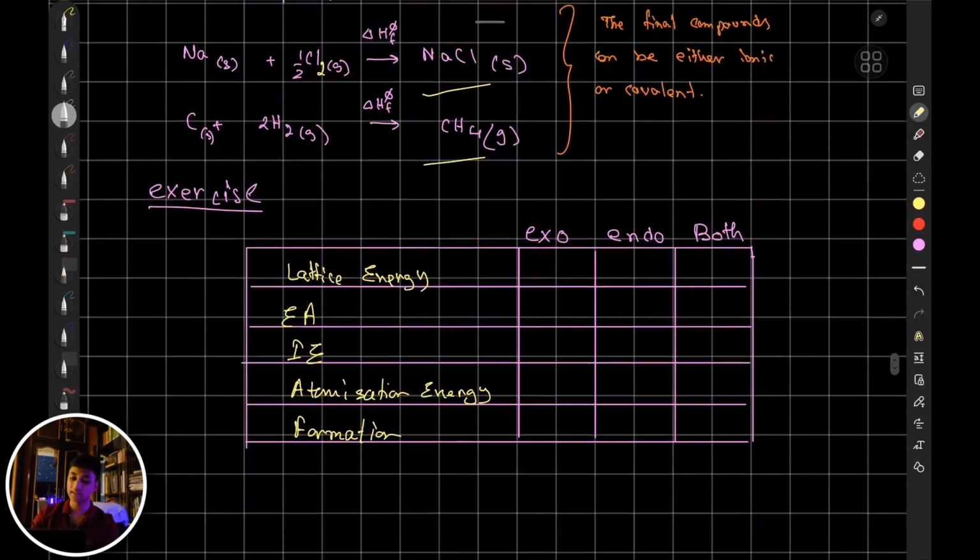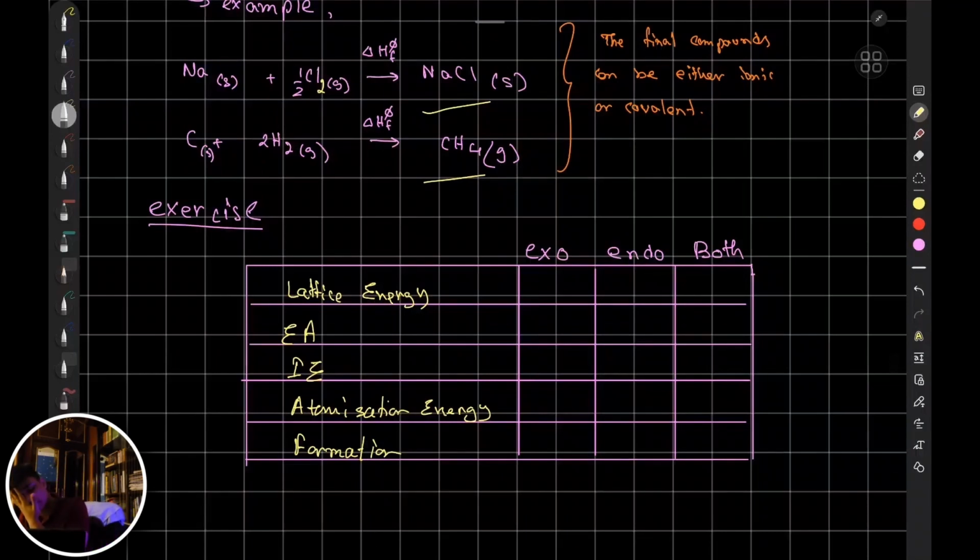Now there is an interesting exercise. There are 5 forms of enthalpy changes, and you have to guess if it's exothermic, endothermic, or both. For lattice energy, what do we know about lattice energy? You're reacting separate gaseous ions and forming a lattice structure. So what is it supposed to be? Logically, it's supposed to be exothermic. So let's take exothermic.